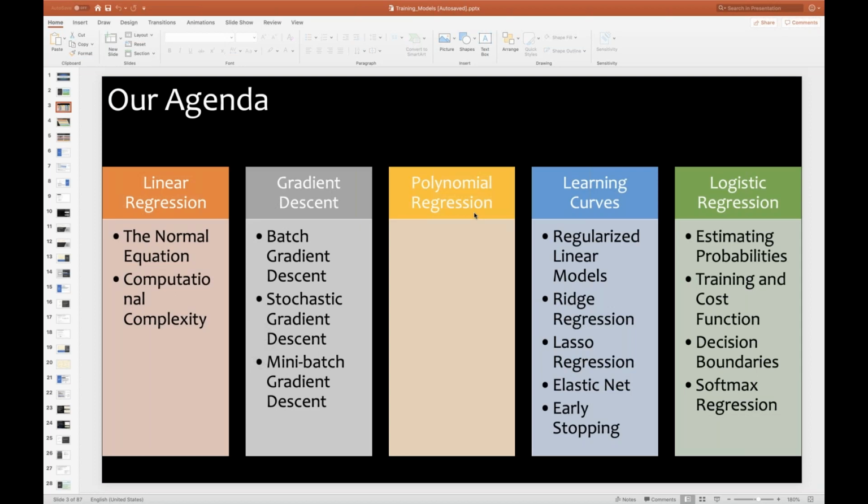I'll complete that in the next session. I'll try to prepare all the slides in one go, and with one class I'll complete that, and then we'll move into support vector machines. Once you understand support vector machines, you are 80% good in machine learning, not the data science.